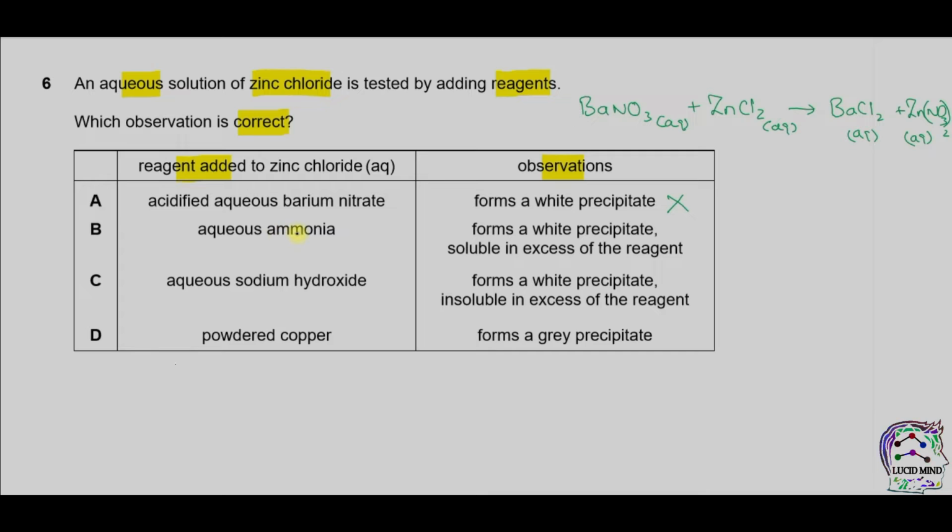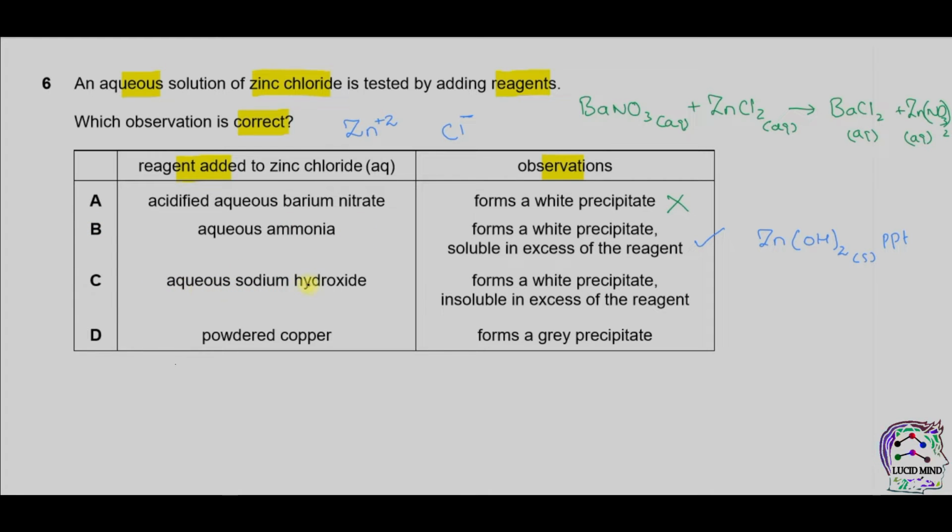Part B. Aqueous ammonia forms a white precipitate soluble in excess of the reagent. Now in an aqueous solution of zinc chloride, we have two ions, one is zinc 2+ and one is chloride negative. Now in the test for cations, if we add aqueous ammonia to zinc 2+ ions, it forms a white precipitate of zinc hydroxide, which is soluble in excess of the reagent. So option B is correct.